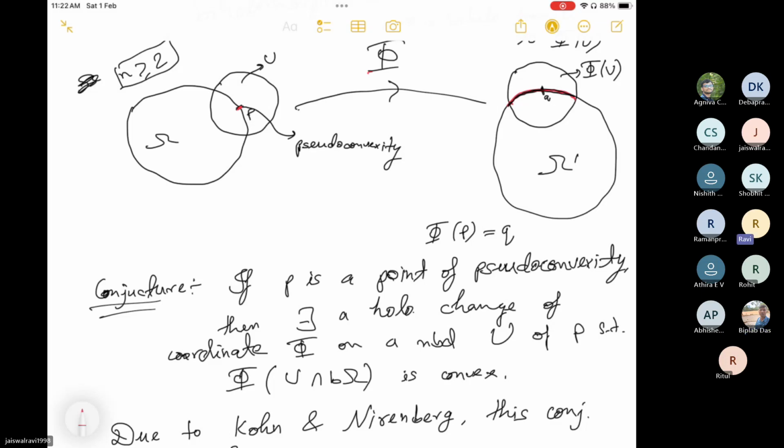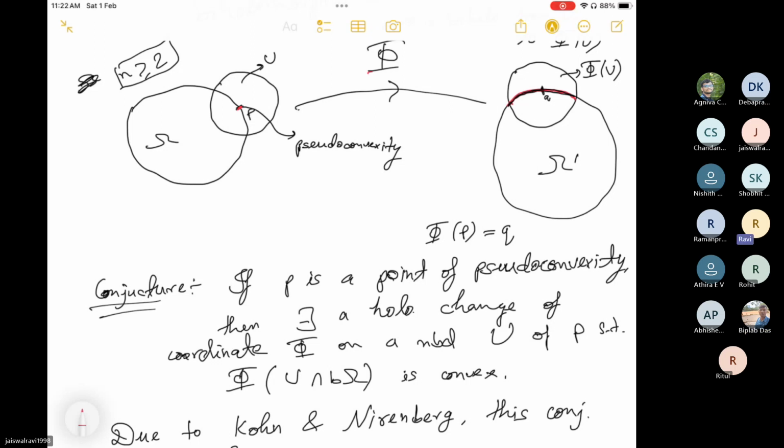I actually don't know if we just assume pseudoconvex. But if you assume it's a strongly pseudoconvex point, then due to Narasimhan, they proved that there is a holomorphic coordinate such that the target domain is convex.